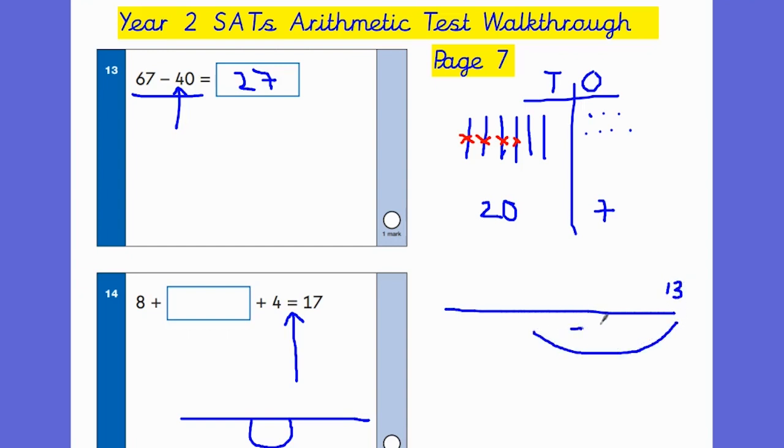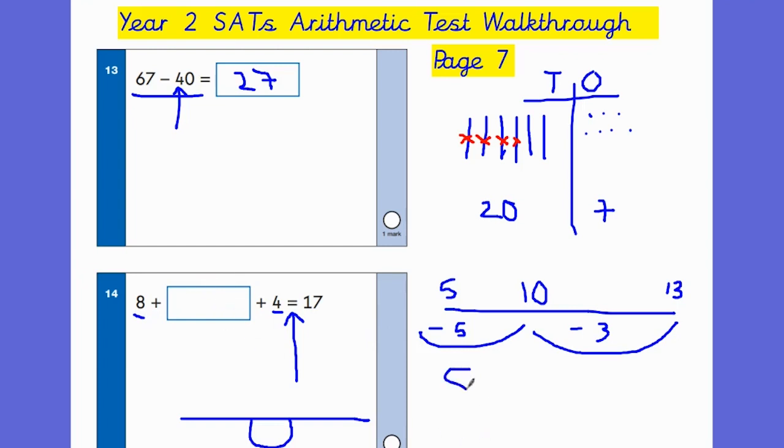It might be best to do one small jump of 3 to make it to 10, and then do another jump of 5 to give you 5. So 13 take away 8 is 5. Now I've taken away the 4, I've taken away the 8. Does 5 make sense in that box there?